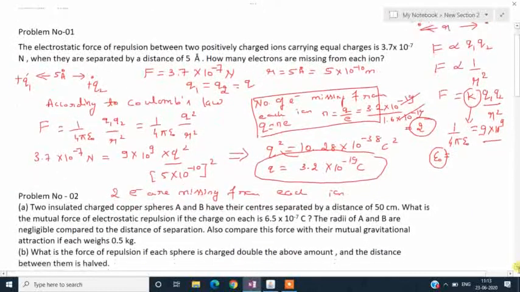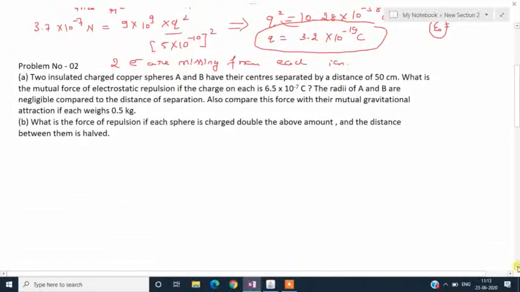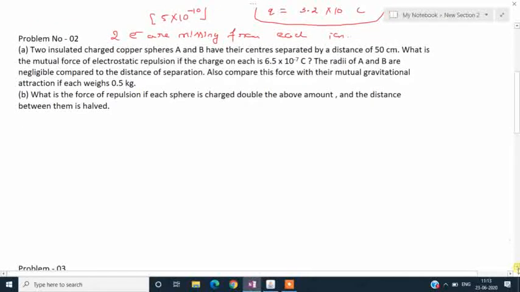That means if they're losing the electron, they're getting positive. If they gain the electron, they become negative. Right? That is the thing. So since they are positive ions, they're losing the electrons. Now, second problem.